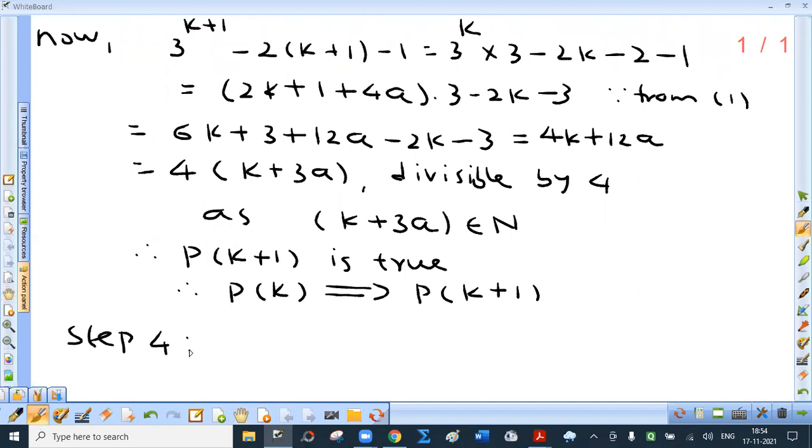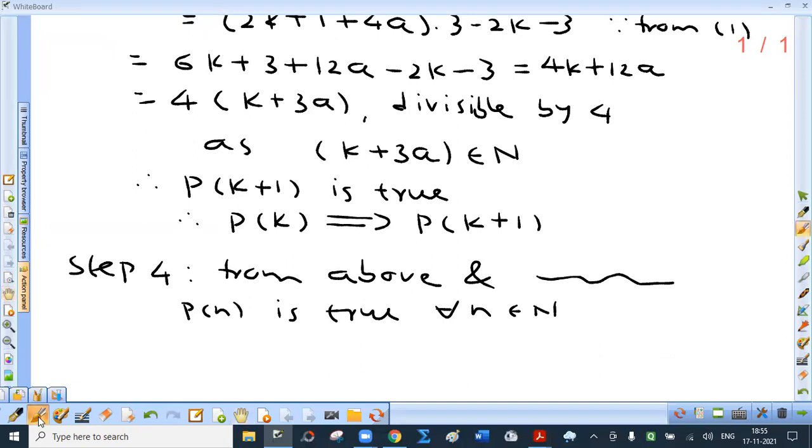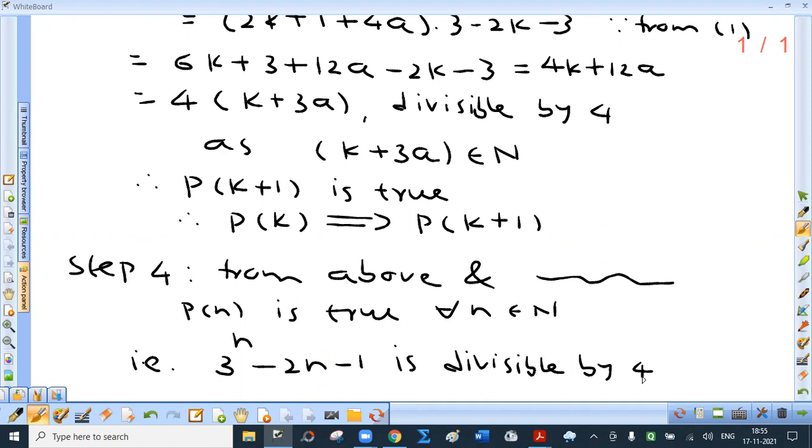So in the fourth step, from above steps, and now you have to write this, not in this fashion, you have to say that, and by the principle of mathematical induction, P of n is true for all small n belonging to capital N. That is, 3 raised to n minus 2n minus 1 is divisible by 4. N is a natural number. Write down.